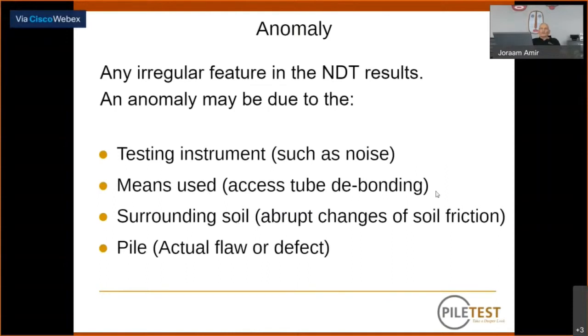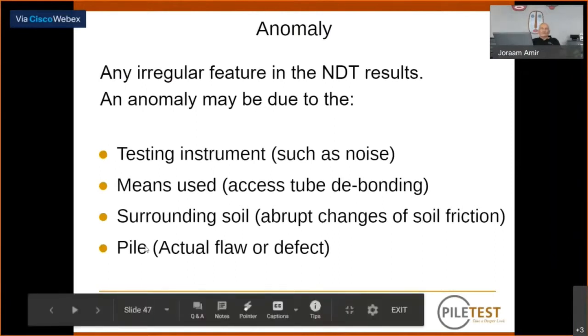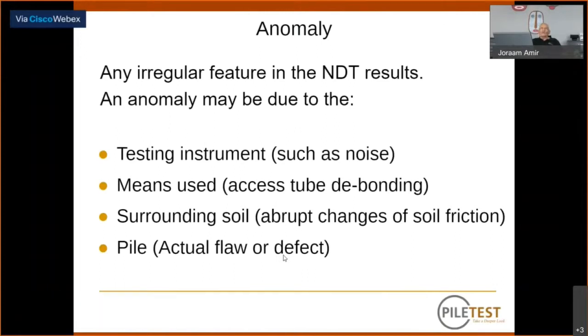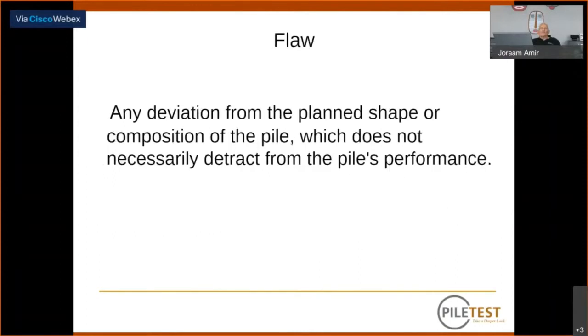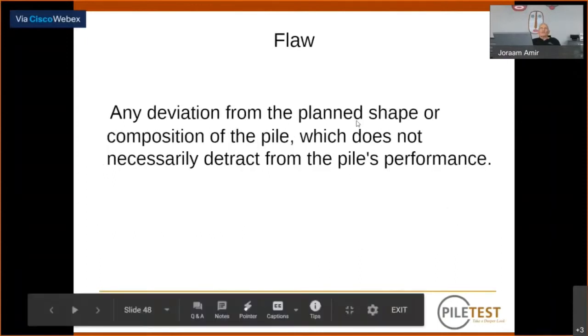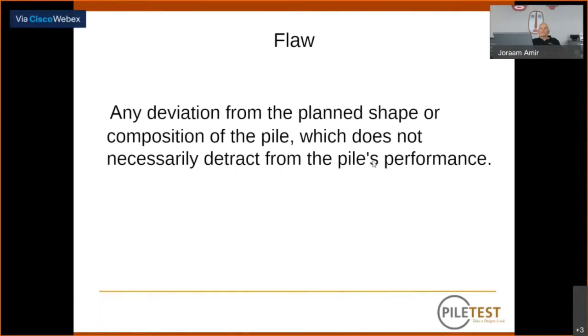And as we said, surrounding soil can influence the results of the PET. And of course, the anomaly can be the result of an actual flaw or defect in the pile. So not every anomaly is also a flaw. What is a flaw? Any deviation from the planned shape or composition of the pile, which does not necessarily detract from the pile's performance.